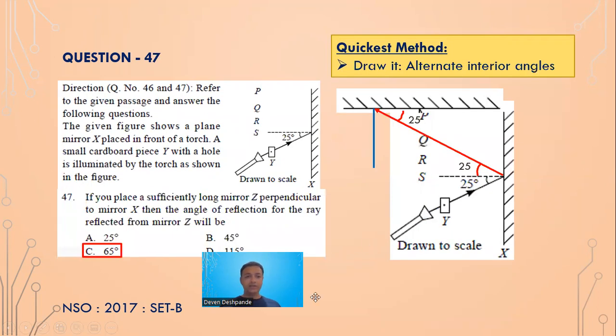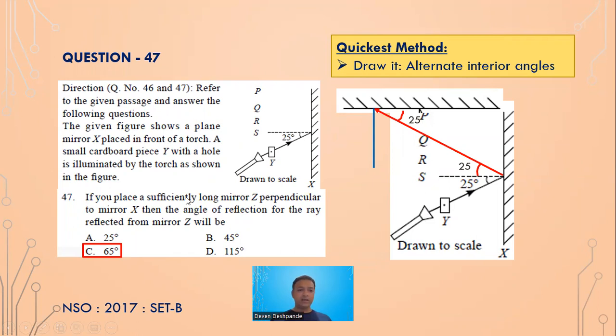Okay, and next one is, if this is the angle of reflection, if you place a sufficiently long mirror Z perpendicular to mirror X, so it is at 90 degrees to mirror X, then what will be the angle of reflection for the ray at mirror Z? Here the reflected angle is 25 degrees, isn't it? The incidence is 25, the reflection will be 25. Now mirror Z and this line are parallel lines, and this is the transversal. So if this is 25, this also will be 25.